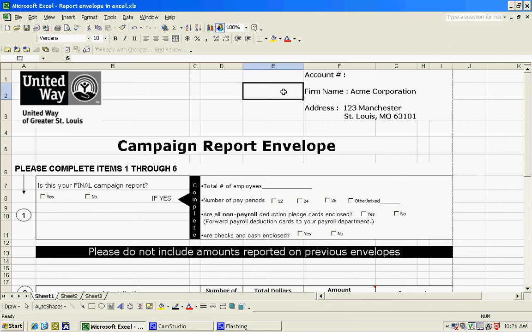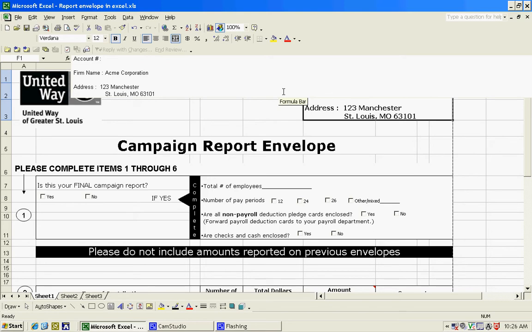This is a demonstration on how to fill out a campaign report envelope. You can find the electronic version of the envelope on our main website at givetodayhelptoday.org. Also, if you have a physical version of the envelope, you can follow along during this training. The first thing you should do is type in your organization's name and address in this field.